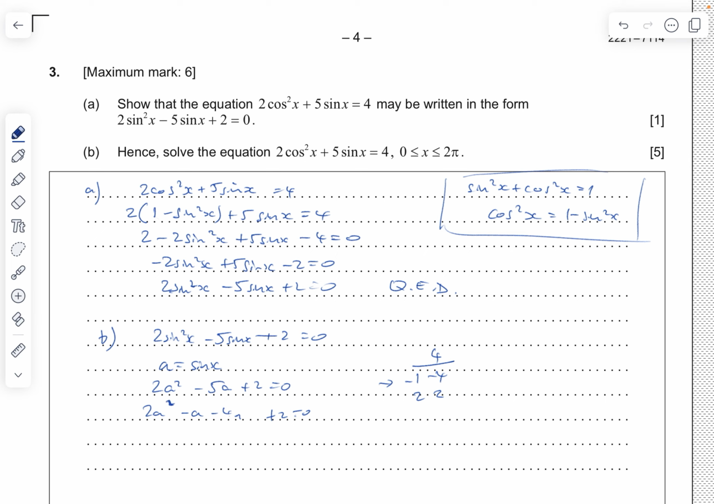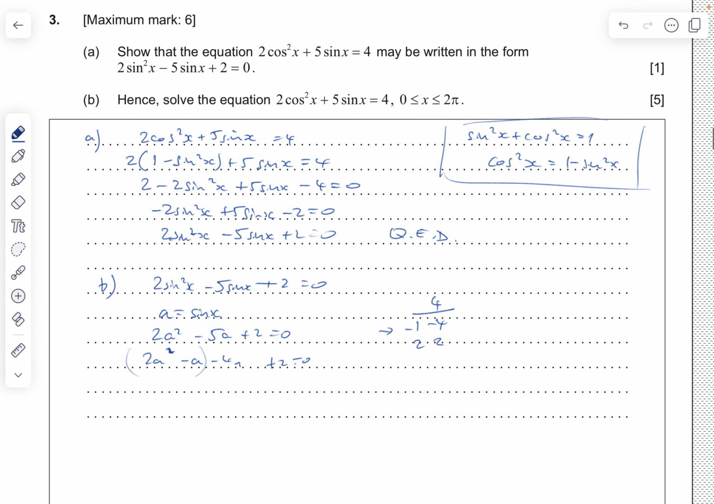Now let's factorize. This bit gets an a out of it and nothing else, to give 2a subtract 1. And then the next bit, if I've got a 2a subtract 1 to make this section, that's negative 2 times those, so it's negative 2 there. So I get a subtract 2, 2a subtract 1 equals 0, so a equals 2, or a equals a half.